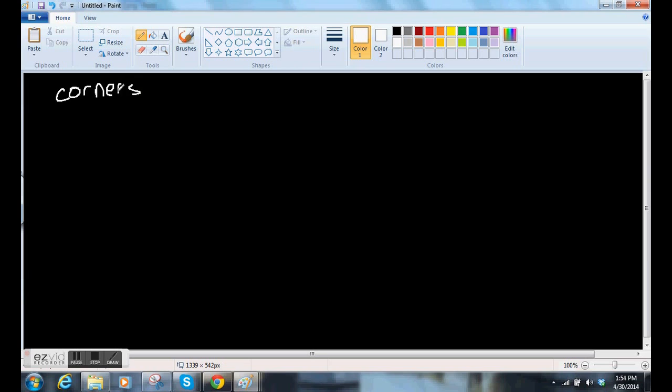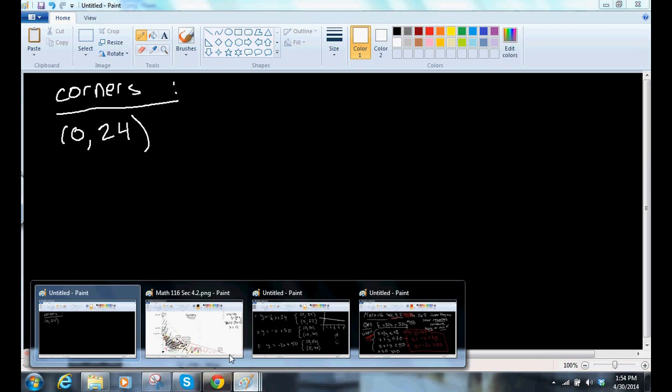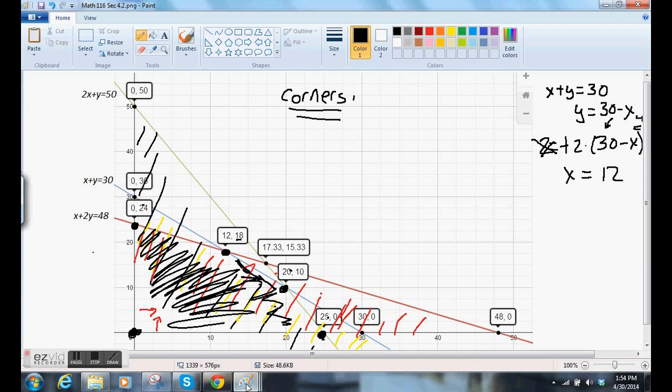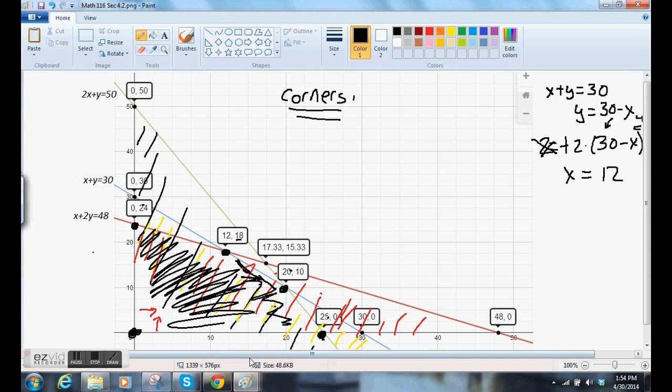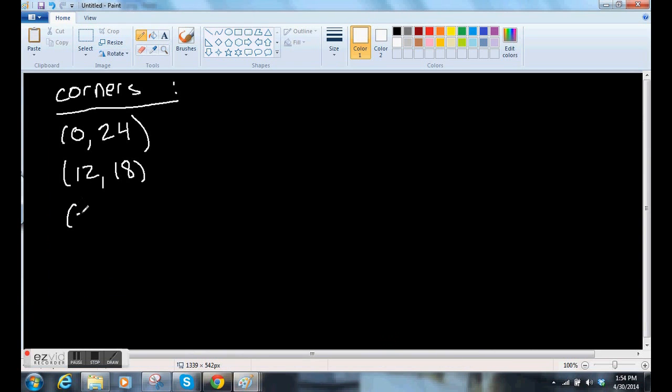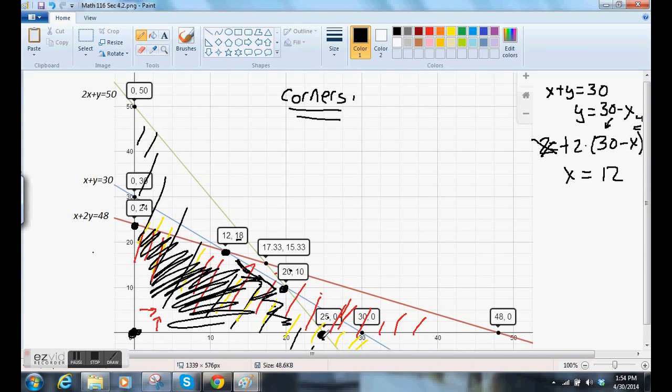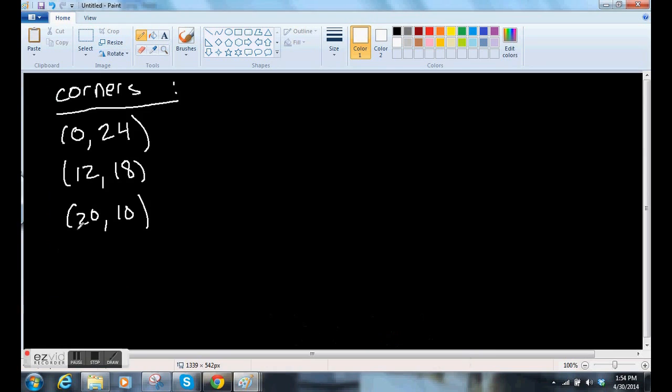You make yourself a nice little chart that looks like this. Corners, right? The corners. 0 and 24, that was one corner. 12, 18, that's another corner. This is fun, right? 20, 10 is the other corner right there. I'm writing these down. 20, 10. This corner here is 25, 0. And I'm going to put 0, 0 on there because technically that's a corner right here from the bottom.